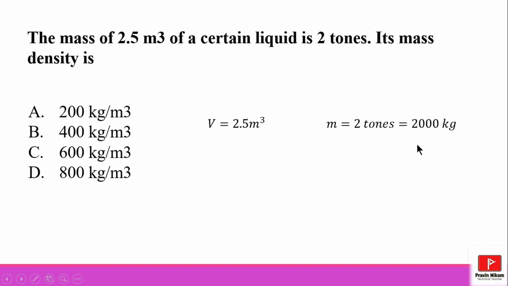So 1 ton is equal to 1000 kg. We know 1 ton is equal to 1000 kg. So 2 tons is equal to 2000 kg.